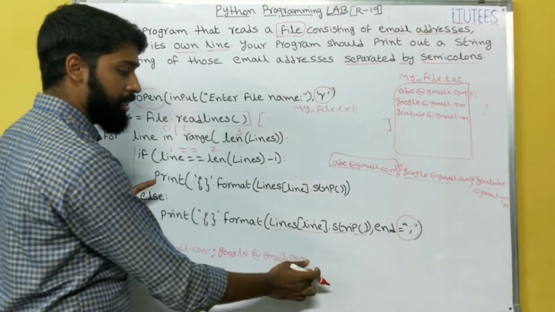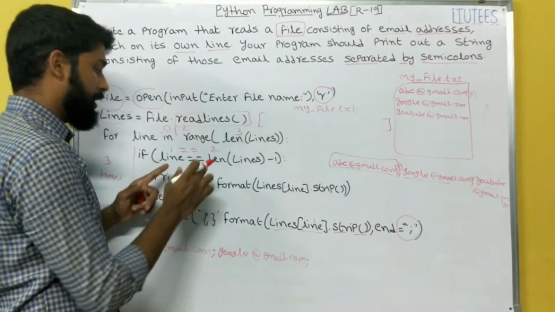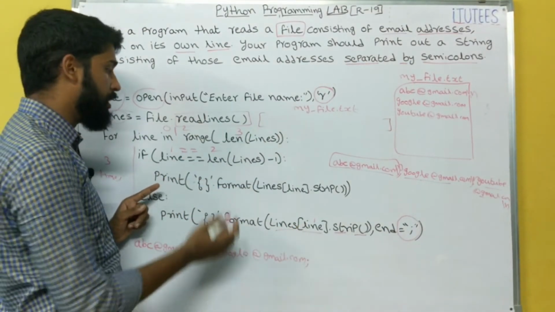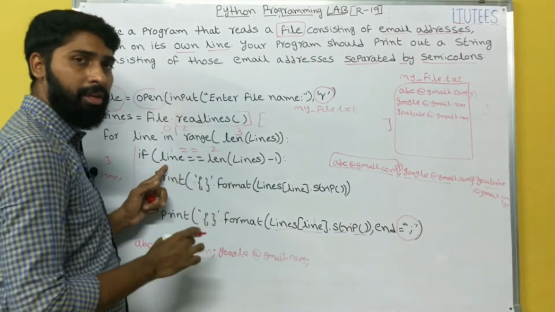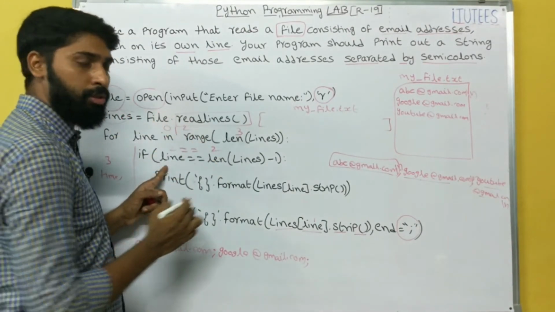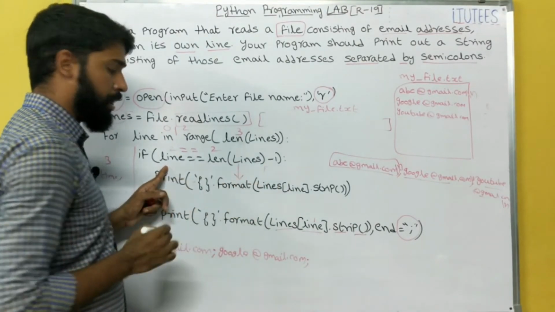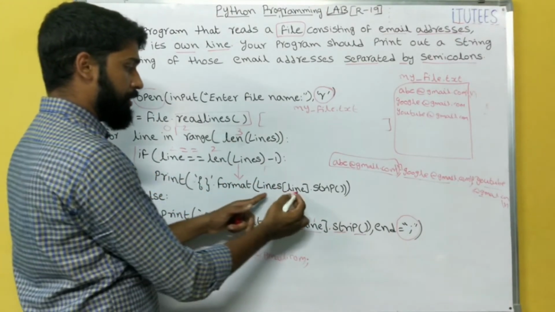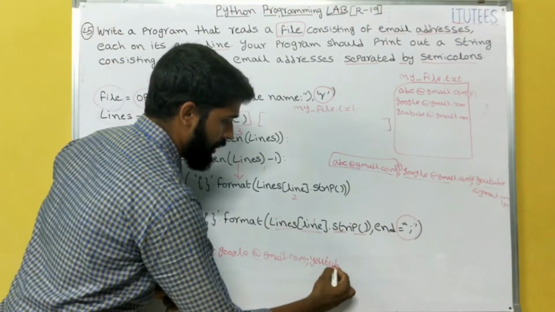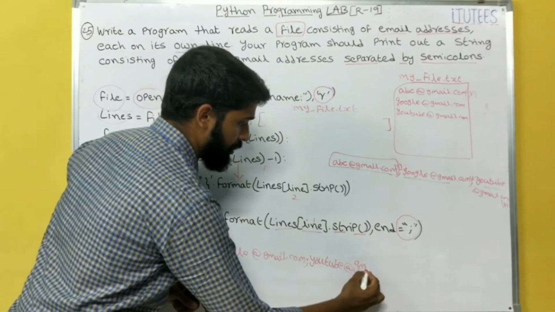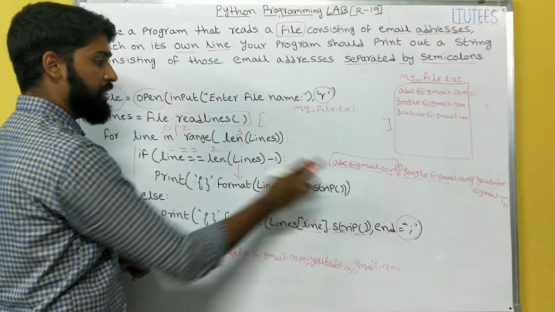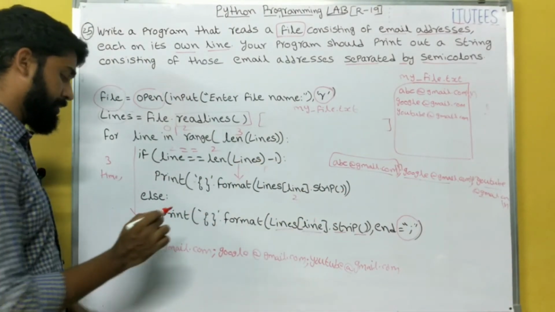Here I am writing that the last email does not contain a semicolon. That's why every time I am checking whether it is the last entry or not. How? Line equals length of lines minus 1. In this case, 2. 2 equals 2, true. So enter into this block. What is lines of 2? youtube@gmail.com. There is no semicolon. That's it. So this is the output.